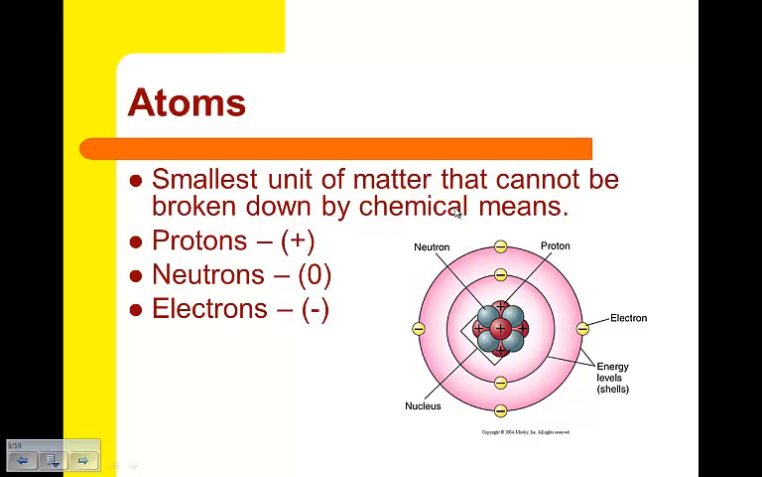Okay, so here's a diagram kind of showing you where everything resides. Here in the nucleus are the protons and the neutrons. So together, the protons and neutrons make up the nucleus. And then outside of the nucleus, we have the electrons in what are called shells. They're also called orbitals. You'll hear them called valence shells, or a lot of different names, but that's where the electrons are, outside of the nucleus, floating around in an orbital.